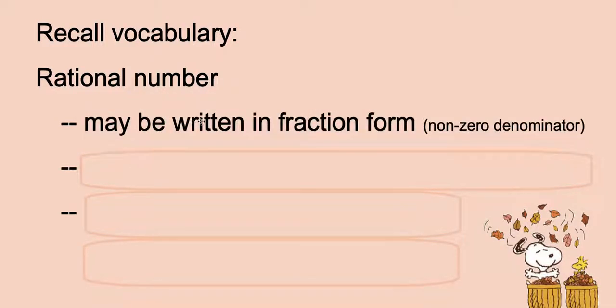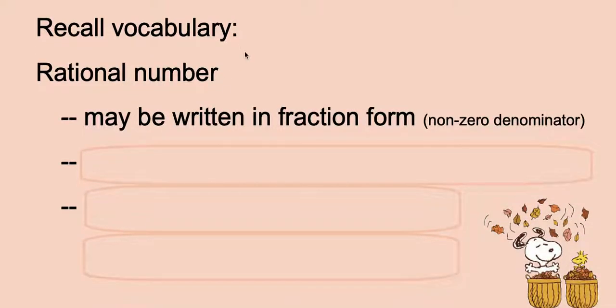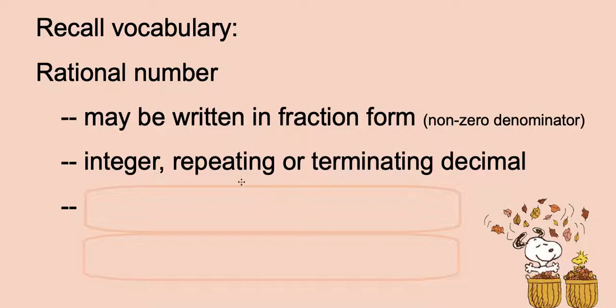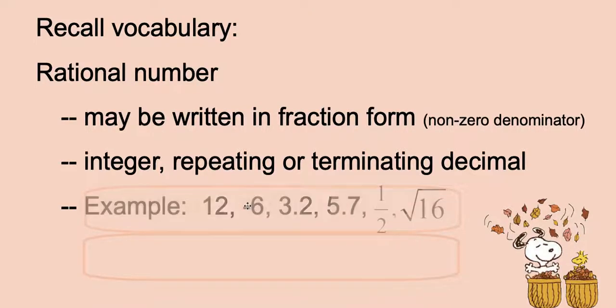Again, a little bit more review with vocabulary. We've talked about rational numbers before. A rational number is just anything that can be written as a fraction. I'm going to go through some of these and then we'll go through some examples. A rational number can be an integer. It can be a repeating or terminating decimal. And here's some of your examples.